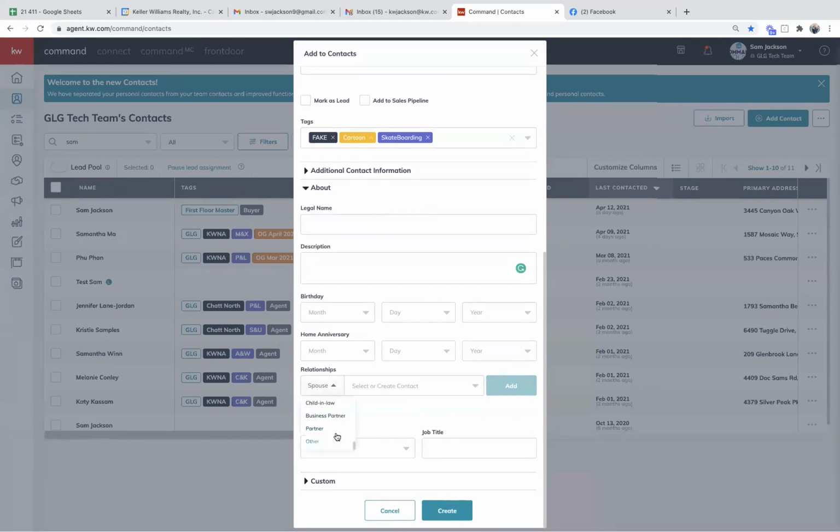There's literally, I don't even know how many. There's all of these different connections that you can tie these relationships, including others. So if there's something that we didn't catch, you can still put it in there. The way this works is that you have to have at least 2 people in your database for this box to work.